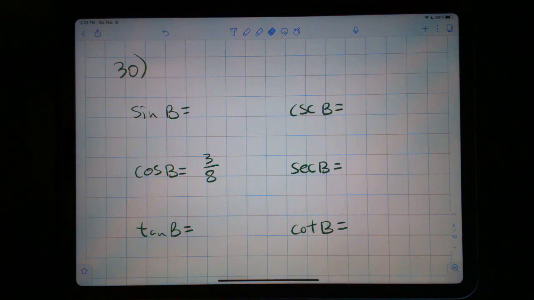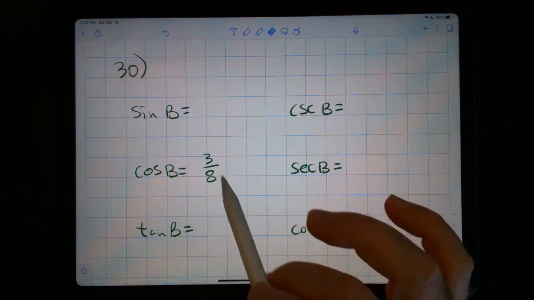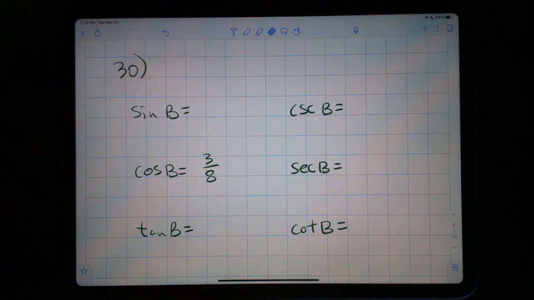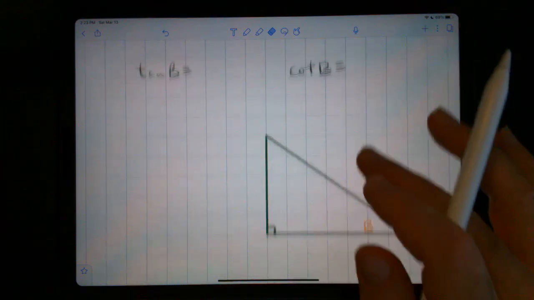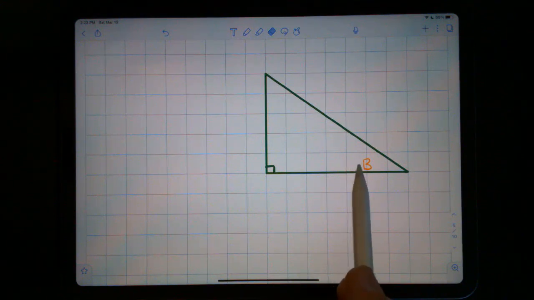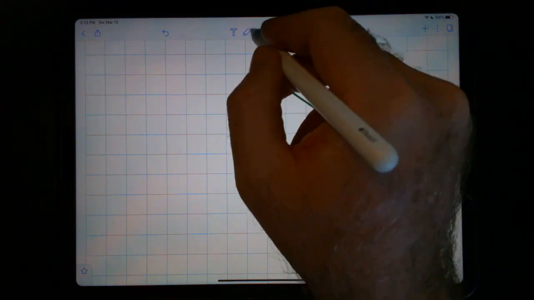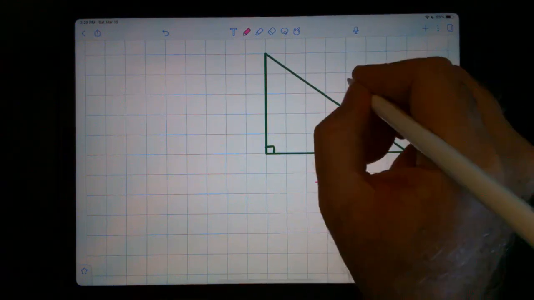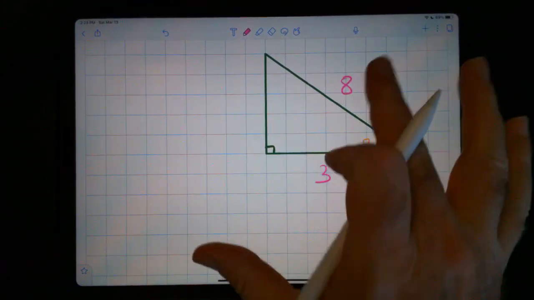Hello. So for problem 30, they tell us that cosine of b is 3 over 8. Then it wants us to find the other 5 trigonometric functions. So cosine of b is 3 over 8. Cosine of this angle is 3 over 8. 3, so cosine is your adjacent over hypotenuse.